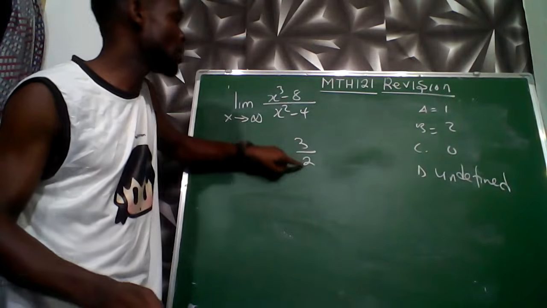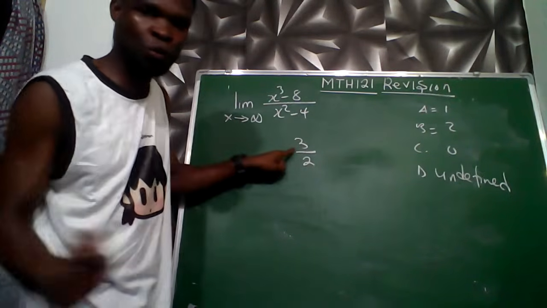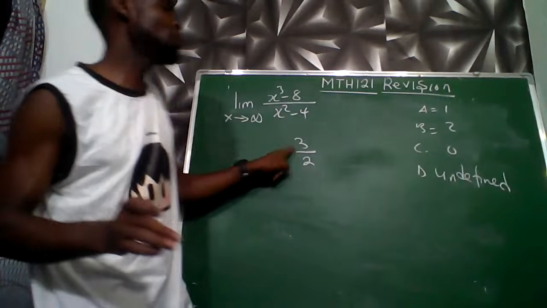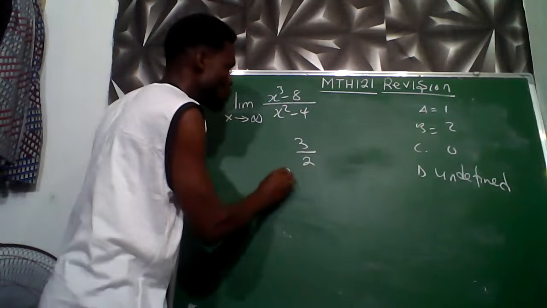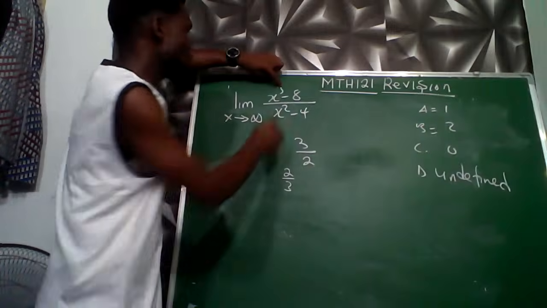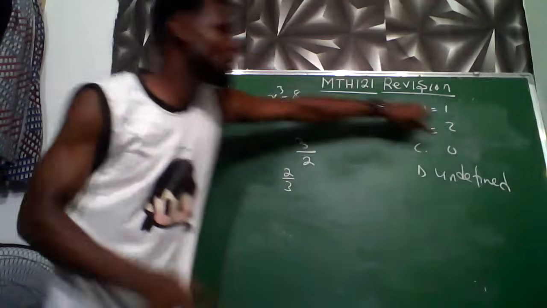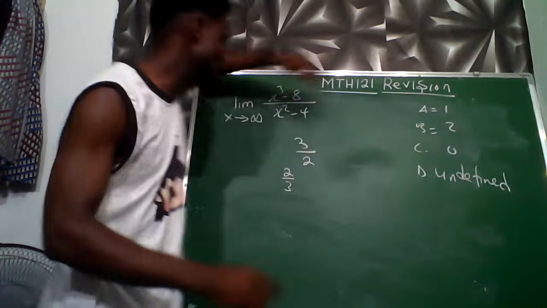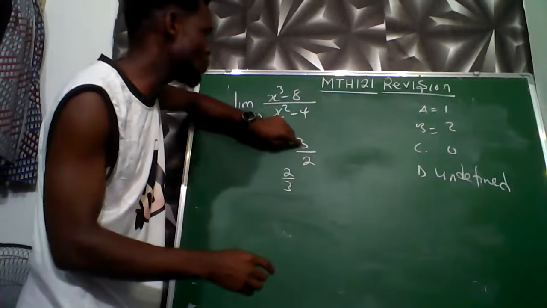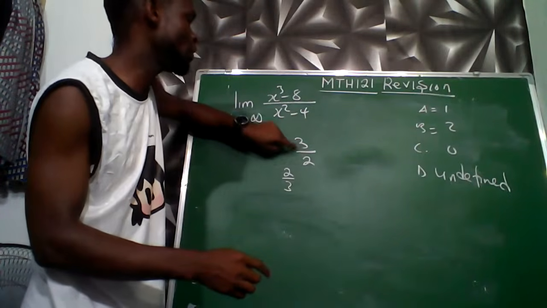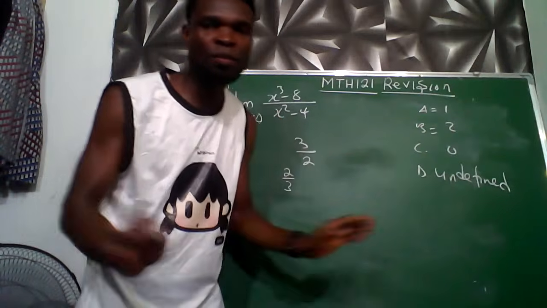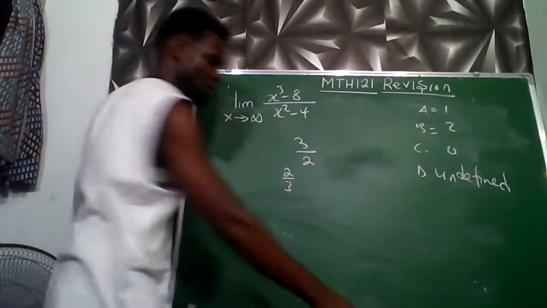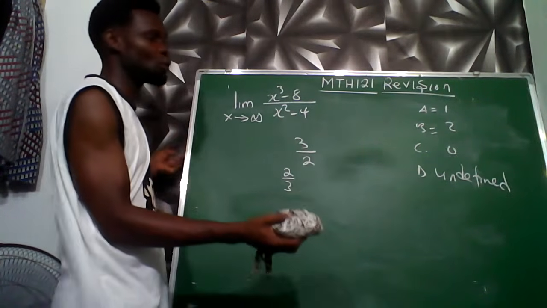So when it is an improper fraction like this, you don't need to solve anything. The answer is simply undefined. But don't forget that if it were 2/3, maybe this is 2 and this is 3, the answer would have been 0. But since it is 3/2, which is an improper fraction, the answer is simply undefined. And then you get your answer. So that's how to go about that.